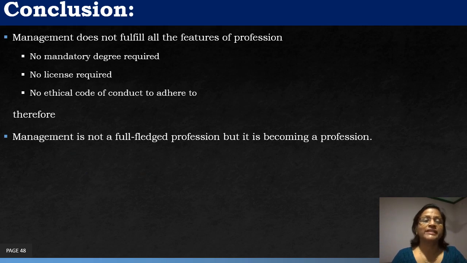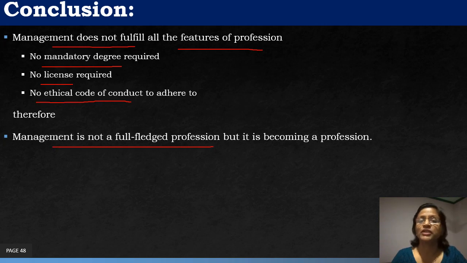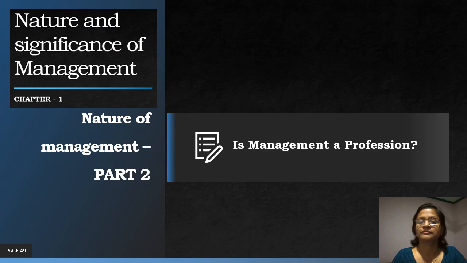So to conclude, we can say management does not fulfill all the features of a profession. There is no mandatory degree required, no license required, no ethical code of conduct to adhere to. Adhere to means to follow. Therefore, management is not a full-fledged profession, but it is a becoming profession, which means in years to come, it may also be included in the list of professions, but as of now, it is not a profession. So, is management a profession? No, it is not a profession.